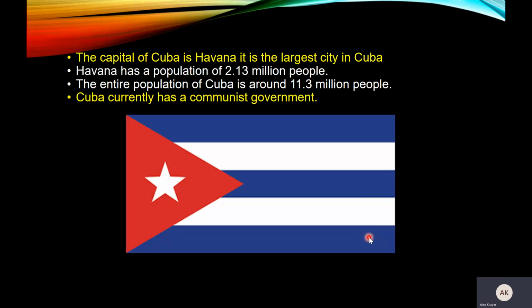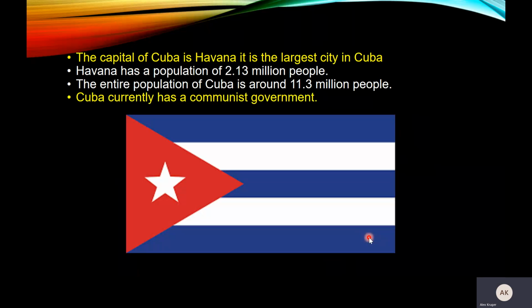So the capital of Cuba is Havana, and it's its largest city. So make sure you remember that. It's 2.3 million people. It's smaller than the Twin Cities metropolitan area, I believe. I think that's about 3 million. The entire population of Cuba is around 11.3 million people. So not too small, not too huge.